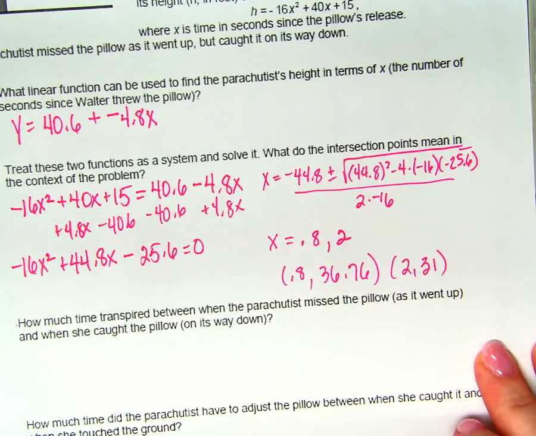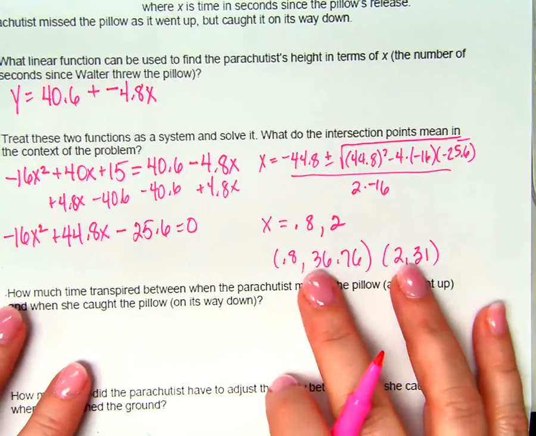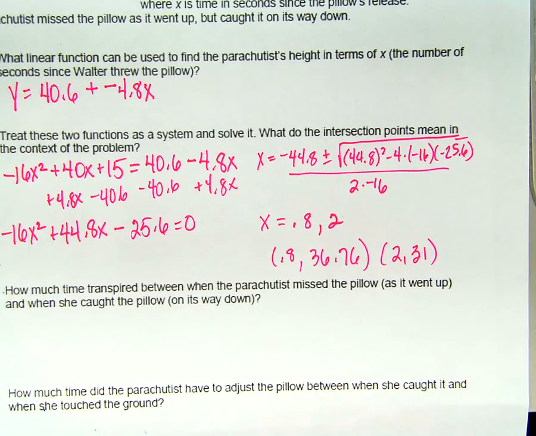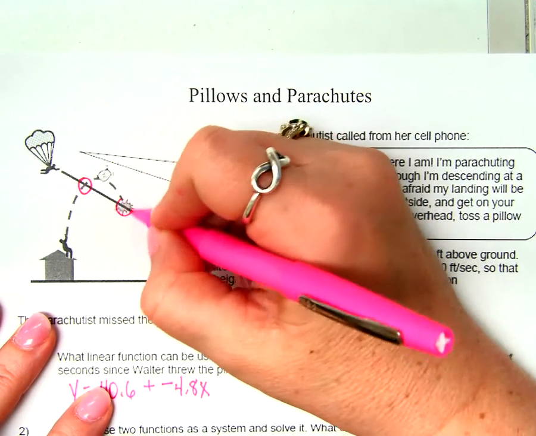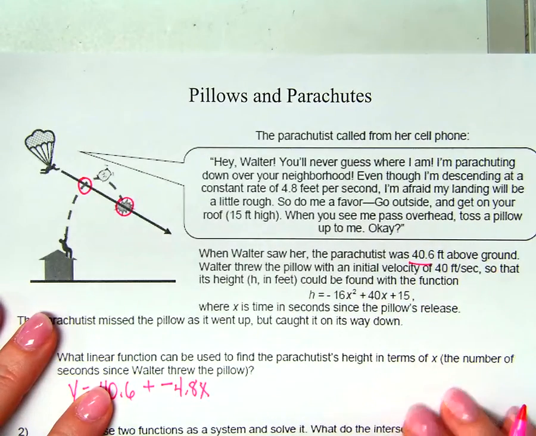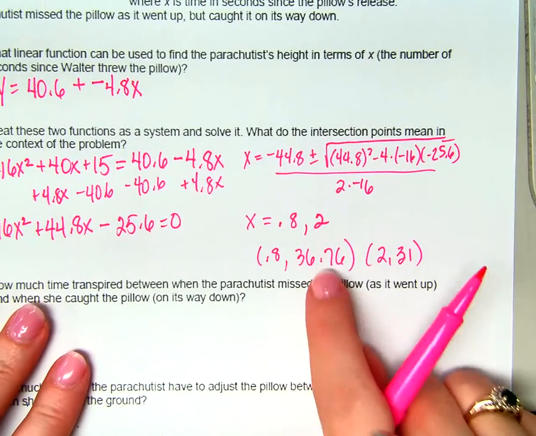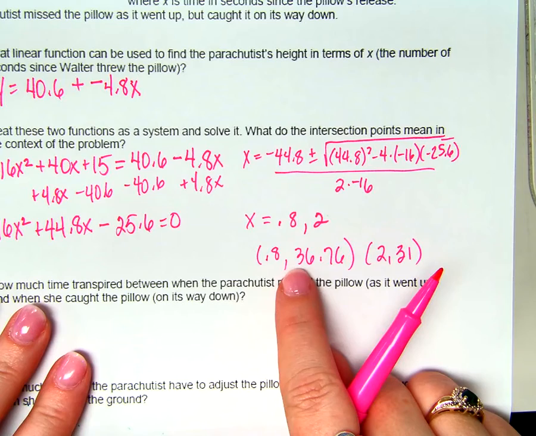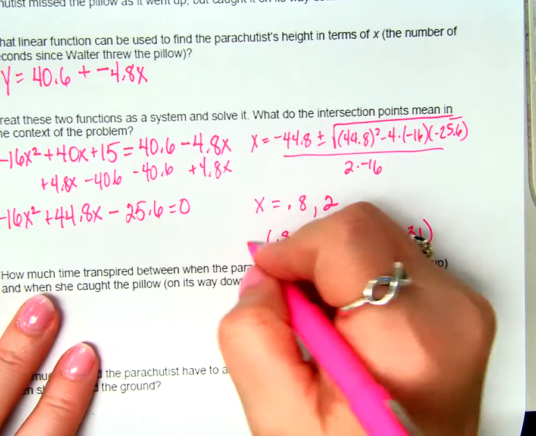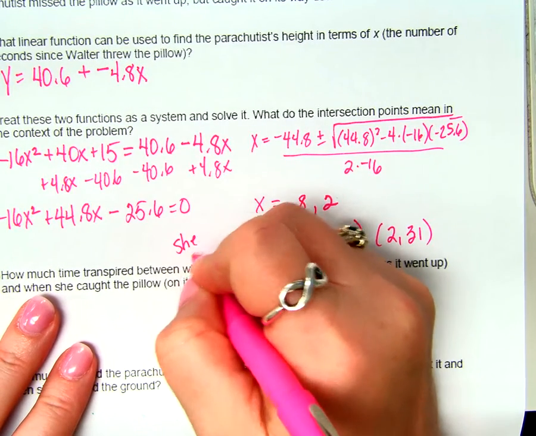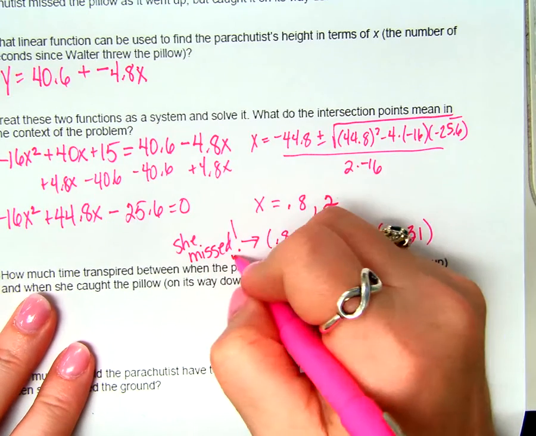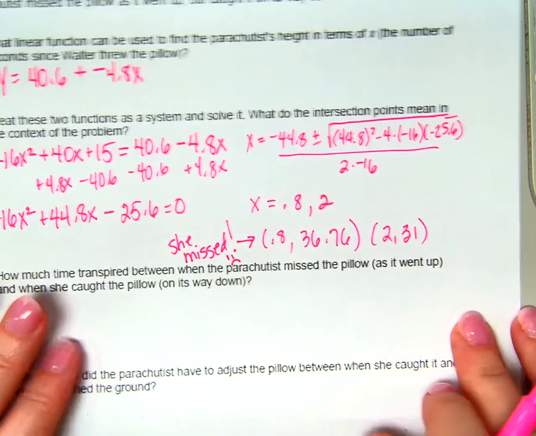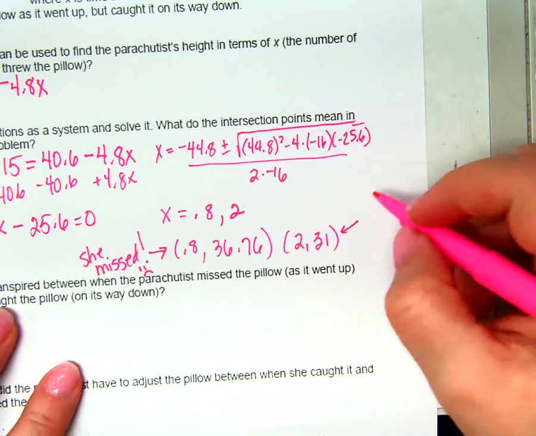What does that mean? Those are the two points of intersection, right? So what does that mean? Look back up here. Isn't that this point right here and this point right here? So she has two chances to catch it. What happened at this point? She missed. With a frowning face. What happened at this point right here? She caught it.